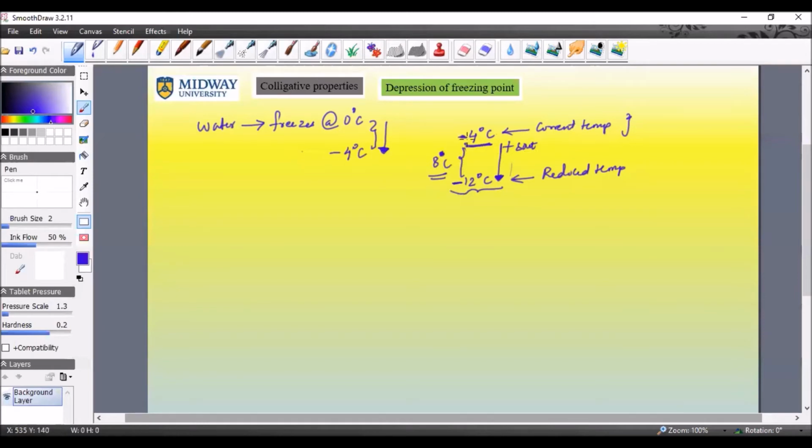So -4 is a much higher temperature than -12. Out of these two, -4 degrees and -12 degrees, -4 is at a higher temperature, and -12 is a much smaller value, so it is a lower temperature. Hopefully I have given you the idea on why we add salt or sugar, and what freezing point is.